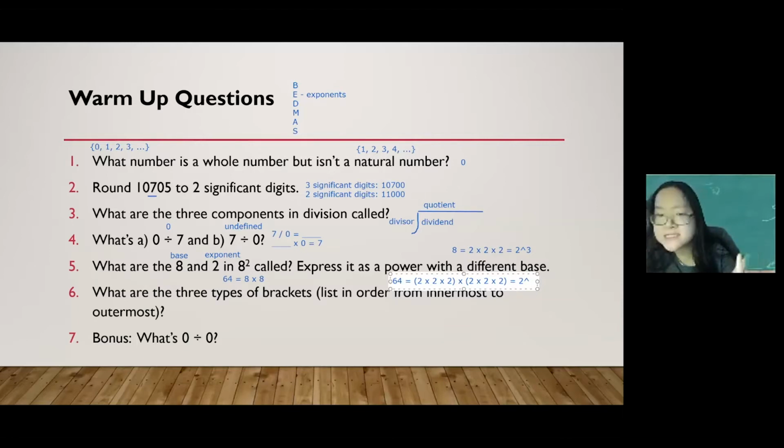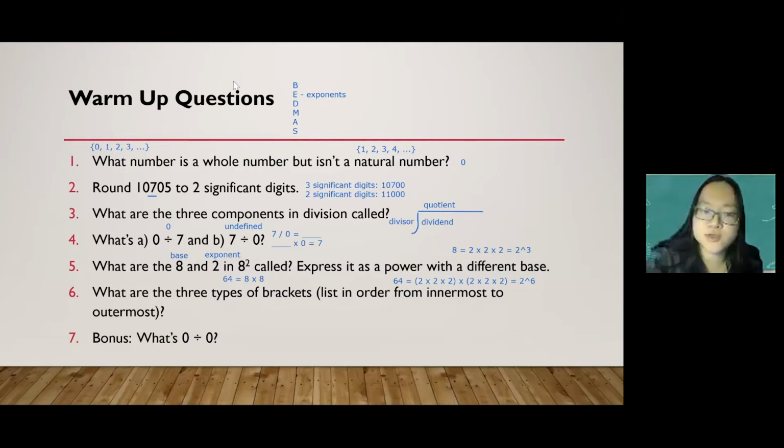Okay, so Matthias said 6. Thank you. Yes, so 2 to the power of 6. So that is my power with a different base, 2 to the power of 6. And if we write it out, it can be written like this. So in 2 to the power of 6, what's the base and what's the exponent?